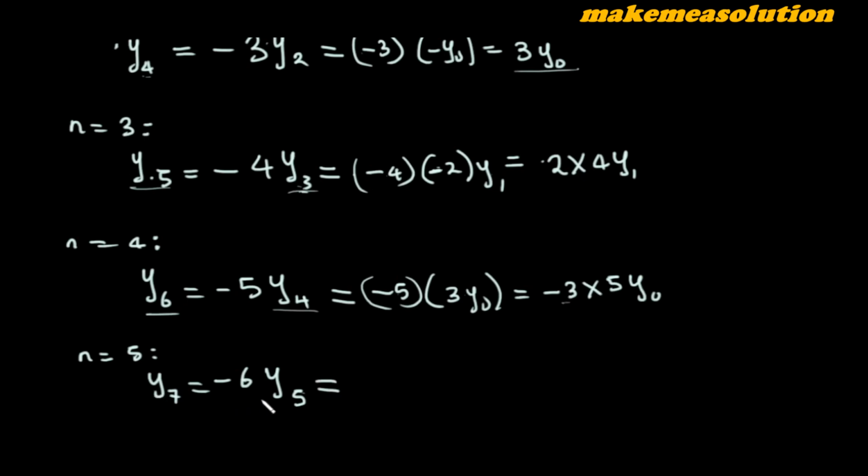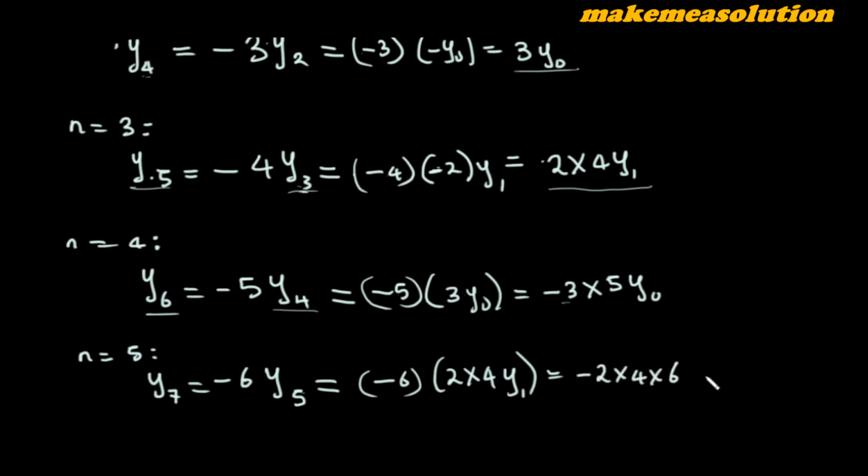So for this particular one, you'll have your y7 in terms of y5. It is minus 6 y5. What was y5? The y5 we got has now been written in terms of y1, and this is 2 times 4 y1, and somebody can write negative 2 times 4 times 6 y1.